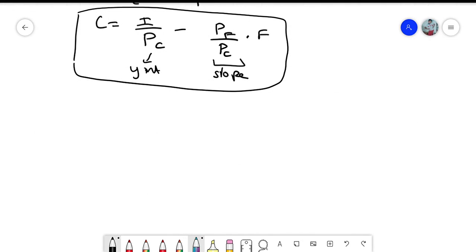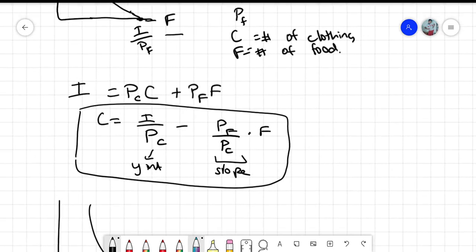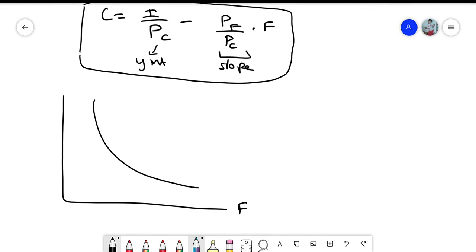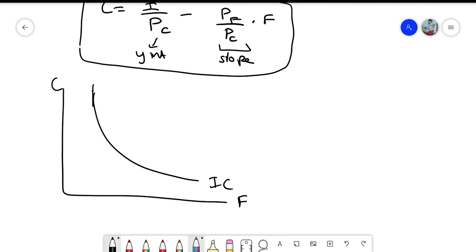Our next step is going to be IC curves, indifference curves. It's F on the bottom, C on the top. Here's an IC curve. I already did a video on why it's shaped like this, but I'll do another explanation here.